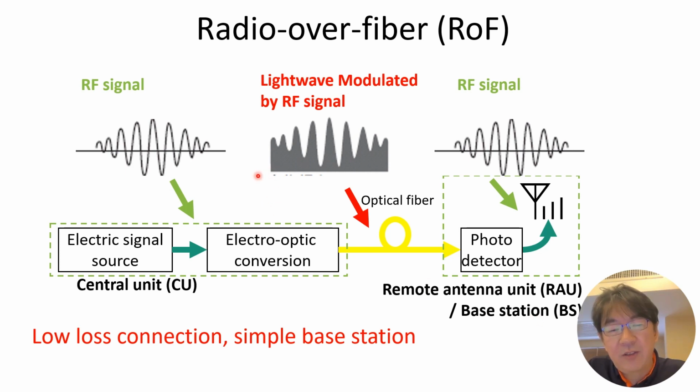One of the required functions in such networks is the waveform transfer over the fiber. Here is a radio signal, and here is the electro-optic conversion devices. We can modulate the optical signal by the RF signal waveform, and we can take out the RF signal waveform at the remote antenna unit or base station by using the photodetector. Photodetector acts as an OE conversion device.